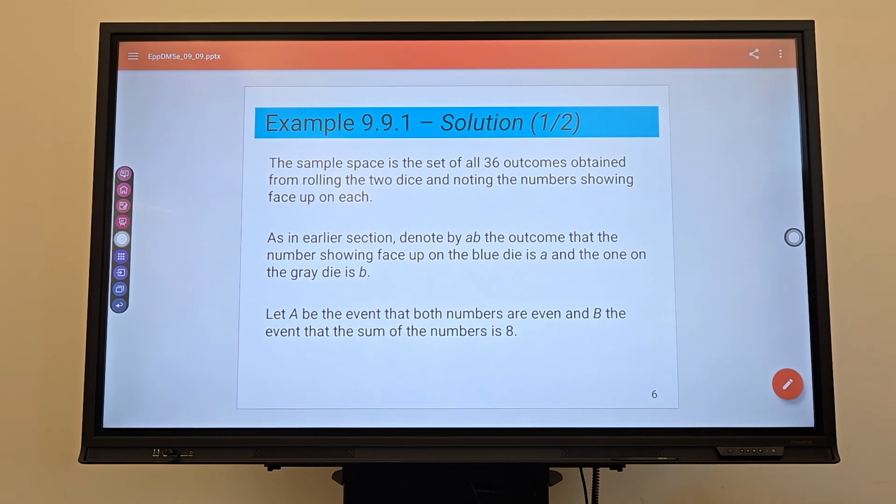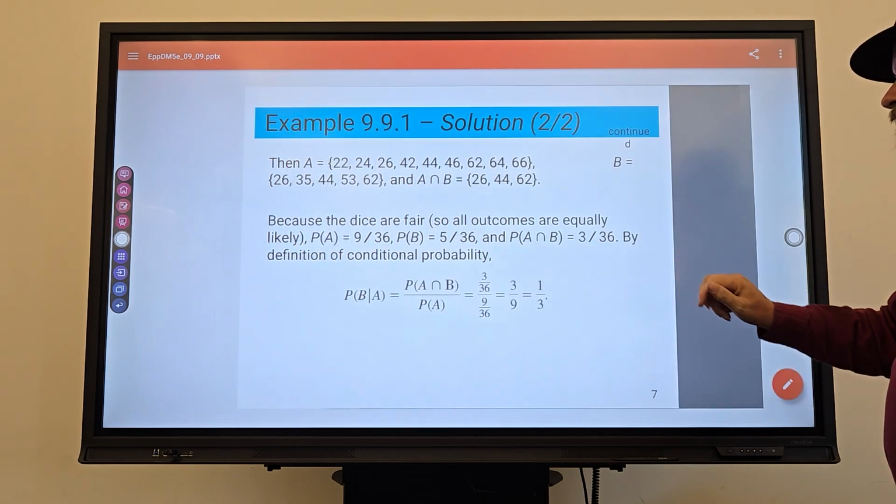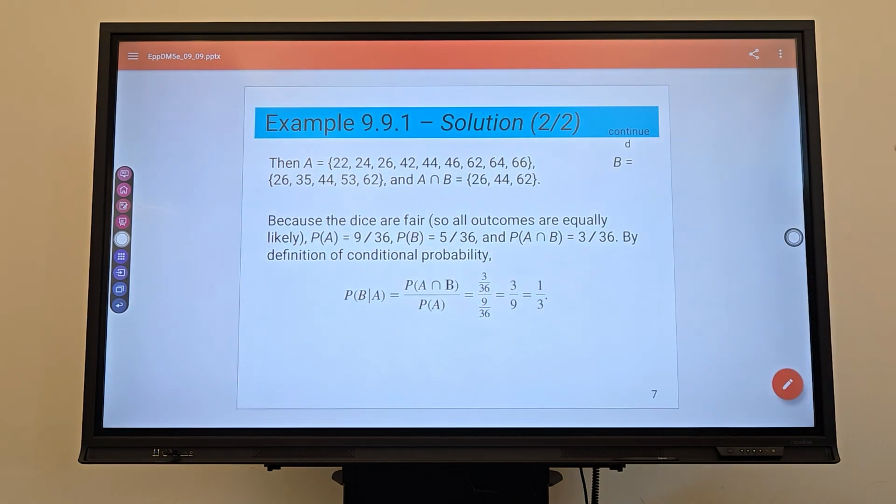Let A be the event that both numbers are even and B be the event that the sum of the numbers is 8. Then A is that set there, the set of all combinations of even numbers. B would be the set of all numbers that total 8. And A intersect B is just those three combinations there.